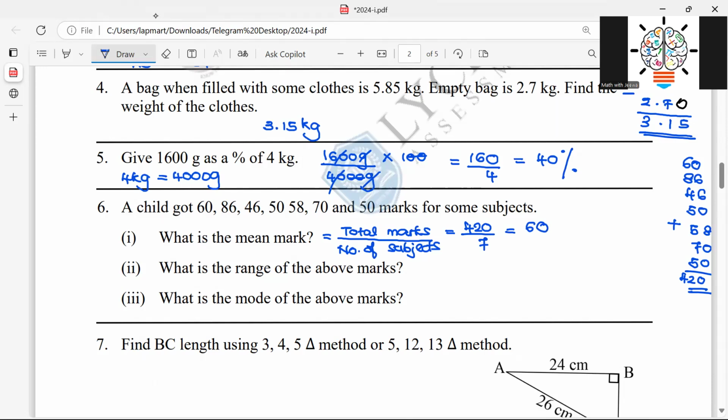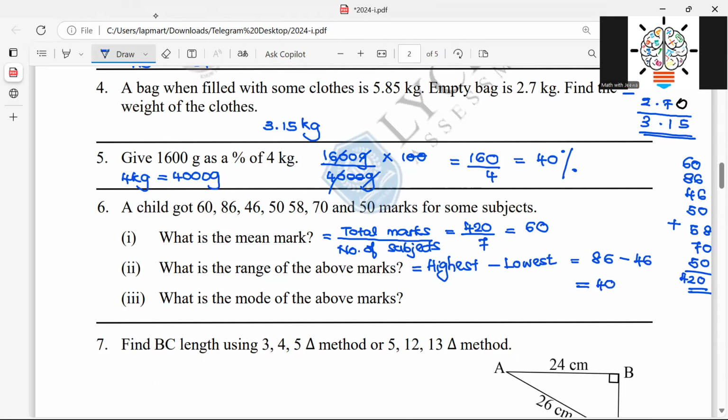What is the range of the above marks? How do you get the range? So then you get the highest value minus the lowest value. What is the highest value here? 86. And what is the lowest value? 86 and 46, right? 46. 86 is the highest value and 46 is the smallest value. Then the range is 40.